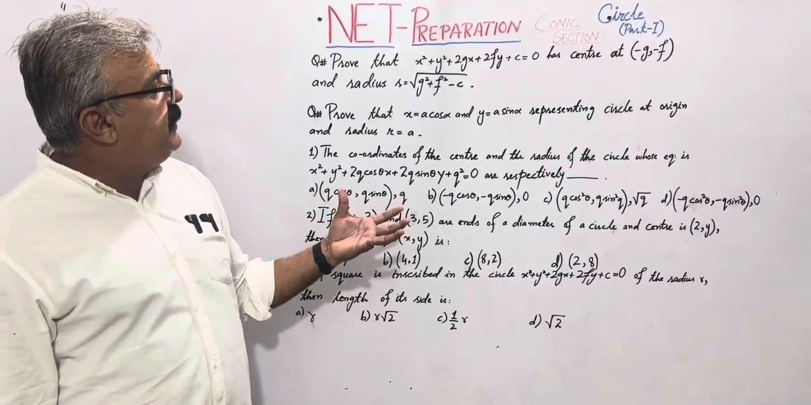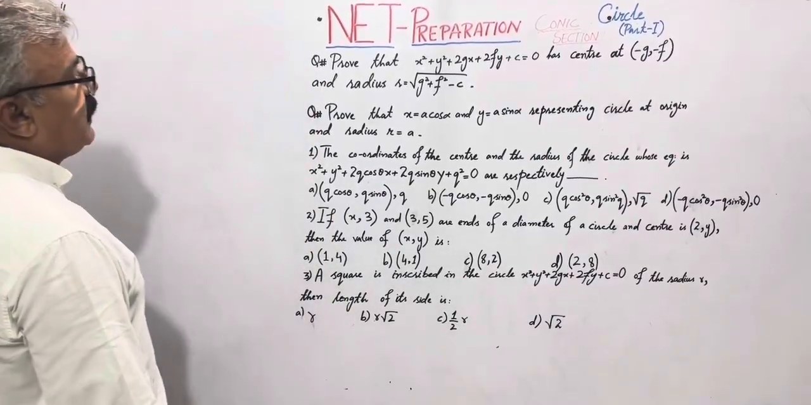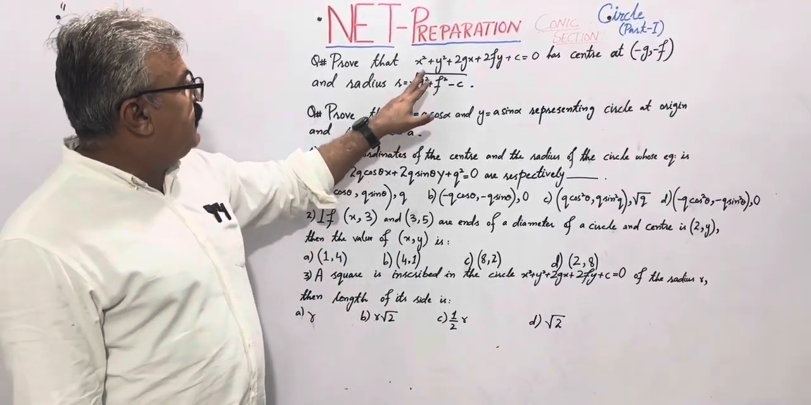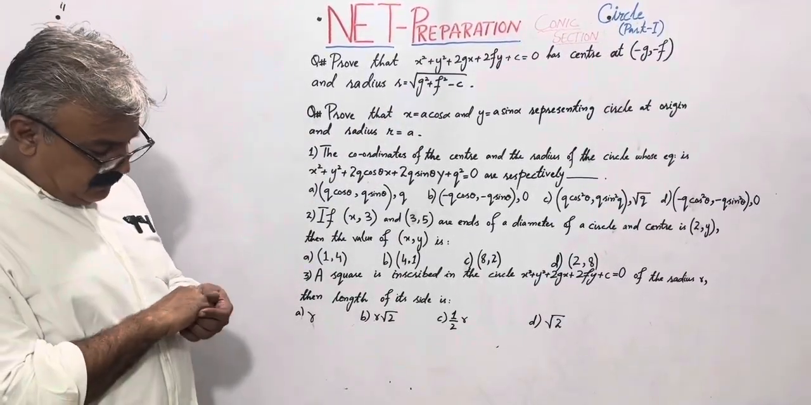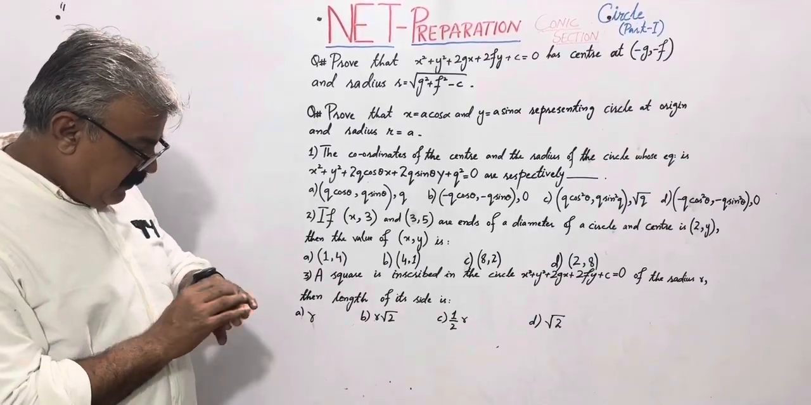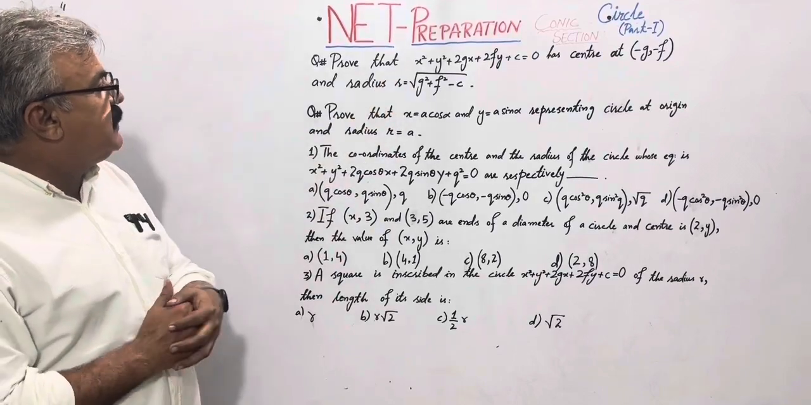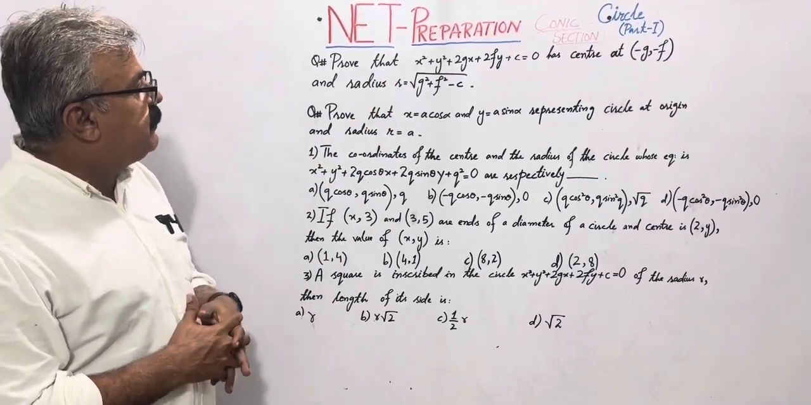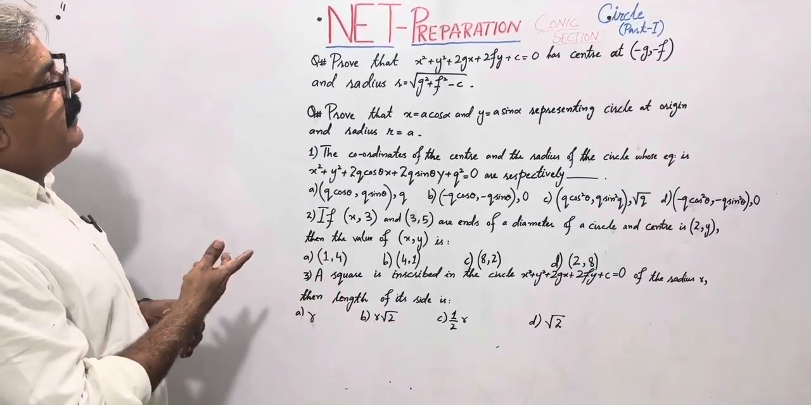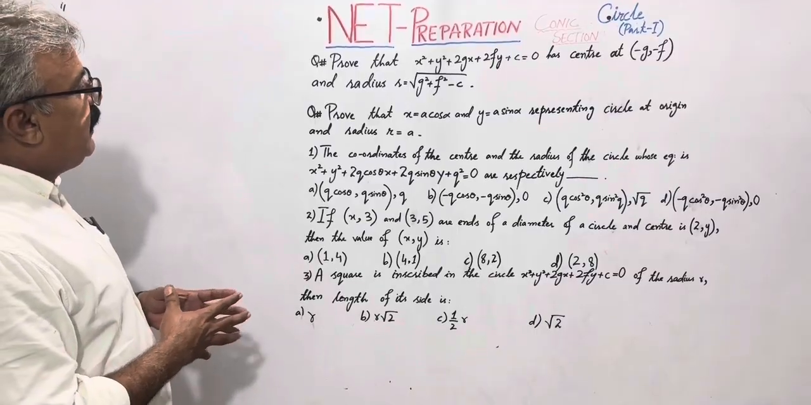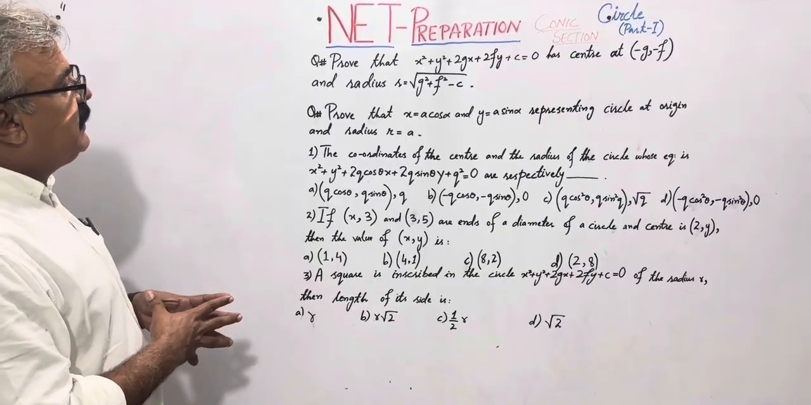Now we are about to start circle ab initio. First, we have the general equation of a circle, that is x square plus y square plus 2gx plus 2fy plus c is equal to 0. We have to prove that the center is given by (minus g, minus f) and the radius is the square root of g square plus f square minus c. Mostly students can apply these two concepts; they plug in some values and are in a position to find the center and radius.